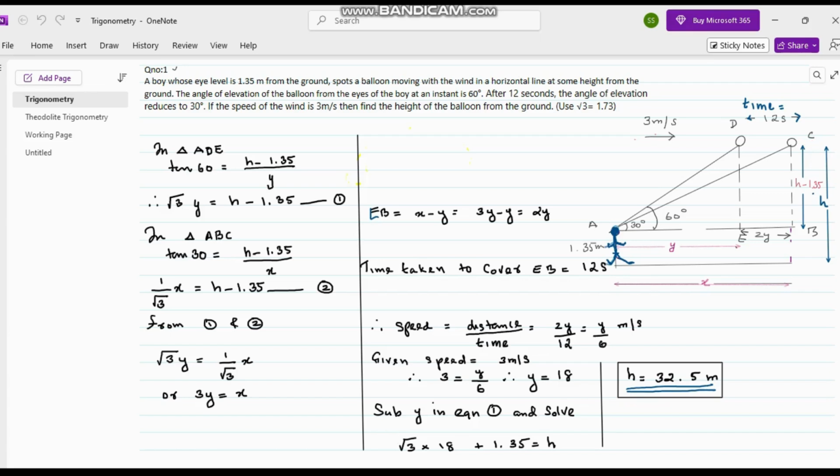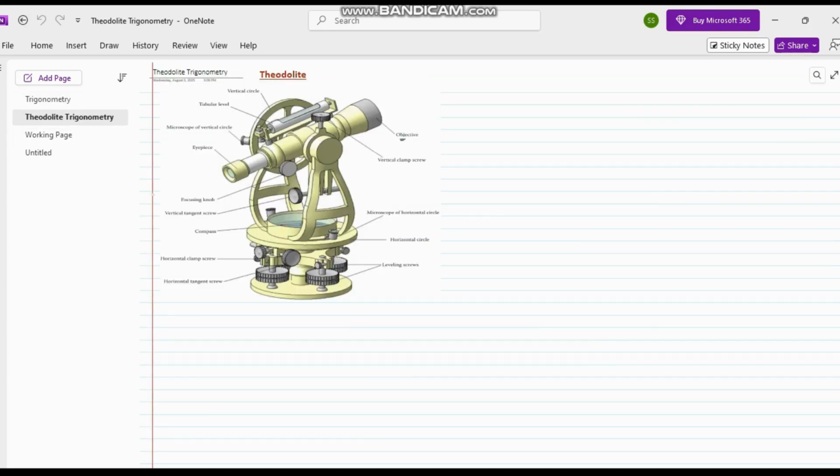One more thing I want to explain to you. The angle of elevation can be calculated using an instrument called a theodolite. A theodolite consists of a telescope and a vertical scale. The telescope can be used to view the distant object. Here is the eyepiece which is used to observe that distant object. And the vertical scale gives you the exact value of the angle of elevation or angle of depression. Okay, so let's come back to the question.